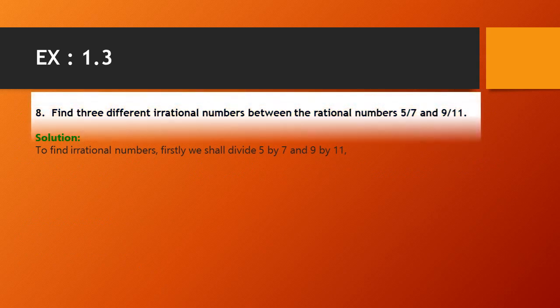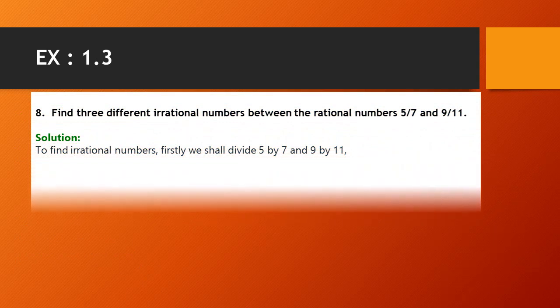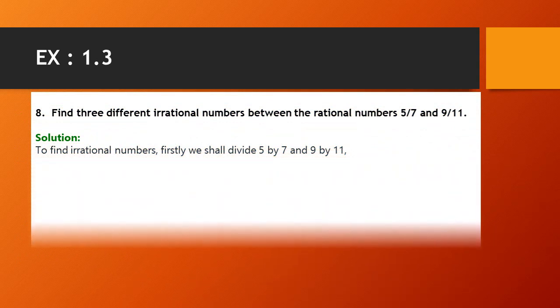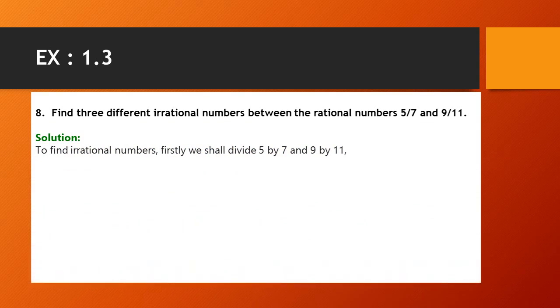Find 3 different irrational numbers between the rational numbers 5 by 7 and 9 by 11. Solution. To find irrational numbers between the two rational numbers 5 by 7 and 9 by 11, first we shall divide 5 by 7 and 9 by 11. By dividing 5 by 7, we got the decimal expansion as 0.714285 and 9 by 11 as 0.8181, which are non-terminating decimal expansions.